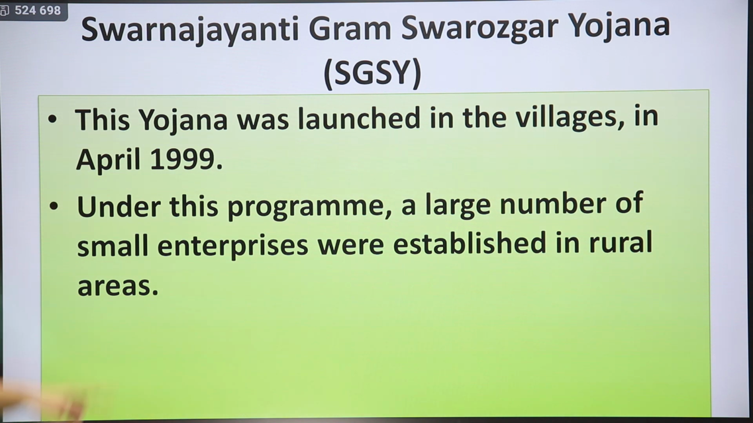Then we have the Swarna Jayanti Gram Swarojgar Yojana. This Yojana was launched in 1999. Under this program, a large number of small enterprises were established in rural areas. So this scheme was also meant for rural areas and generation of employment and decentralization of industries in rural areas. So it was creating a base of industries in your rural areas.